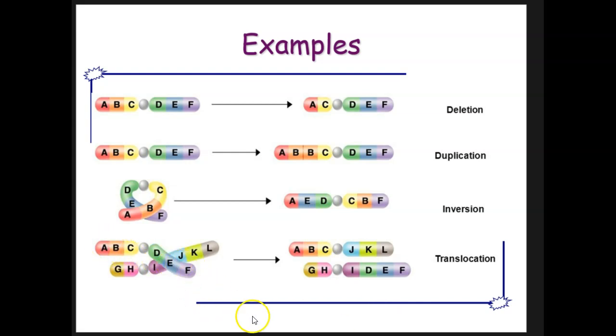Translocation, multiple non-homologous chromosome mutation. Chromosomes swap one or more genes with another chromosome. So these genes are swapping with these right here. So I have ABC, DEF, GHI, JKL. ABC, JKL, these are non-homologous chromosomes, okay? And now I have JKL, and then I have GHIDEF. So they have translocated or swapped from one chromosome to another.